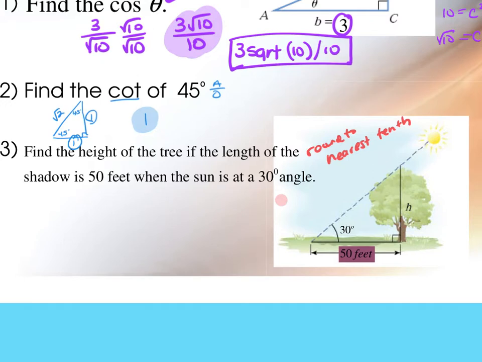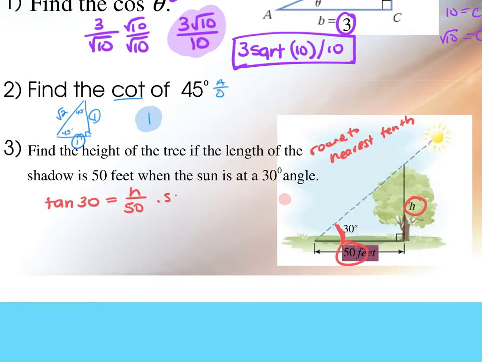So in my triangle that's set up for me, again, you're not going to have a picture on your quiz, so get used to drawing them out. This says find the height of the tree. So the height's here. My angle degree is 30. The 50's here. That would be opposite over adjacent, which is tangent. Tangent of 30 degrees equals h over 50.